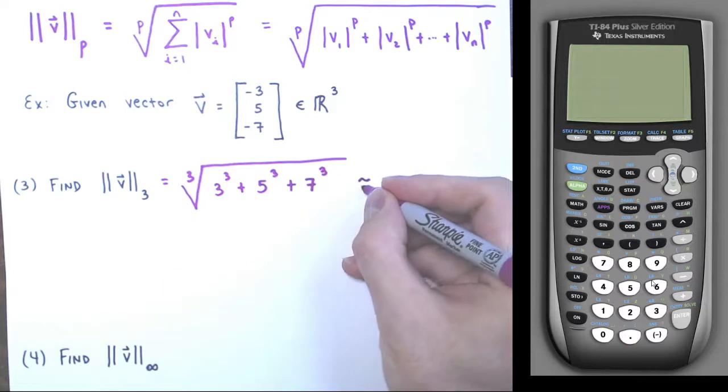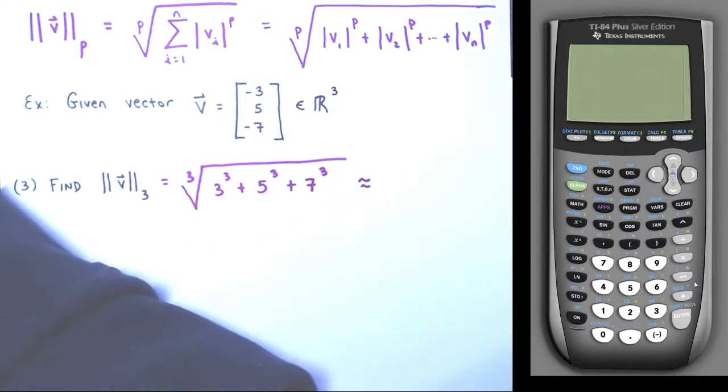Alright, so I'll just punch this in. Alright, we got, so 3 cubed is 27, right?